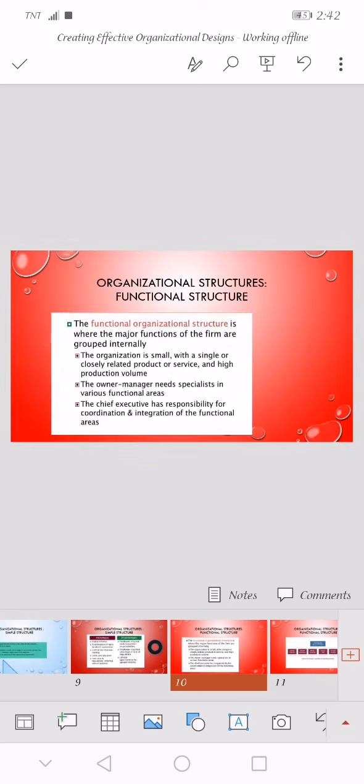Organizational structures, functional structure. The functional organizational structure is where the major functions of the firm are grouped internally. First, the organization is small with a single or closely related product or service and high production volume. Second, the owner-manager needs specialists in various functional areas. Third, the chief executive has responsibility for coordination and integration of the functional areas.